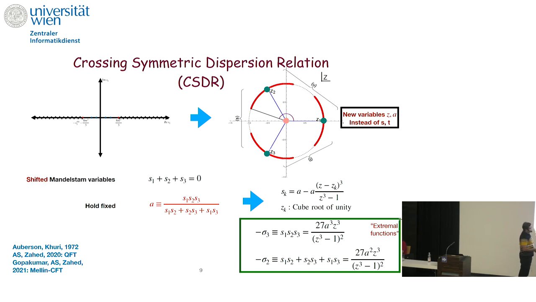And if you have manifest 3-channel crossing symmetry, you will only see Z cubed appearing. So you'll never see Z making an individual appearance. Only Z cubed appears. And I have indicated here that these are extremal functions. I'll explain why these are called extremal functions. This is a parlance from geometric function theory. In fact, these are what are called Koebe functions in geometric function theory.